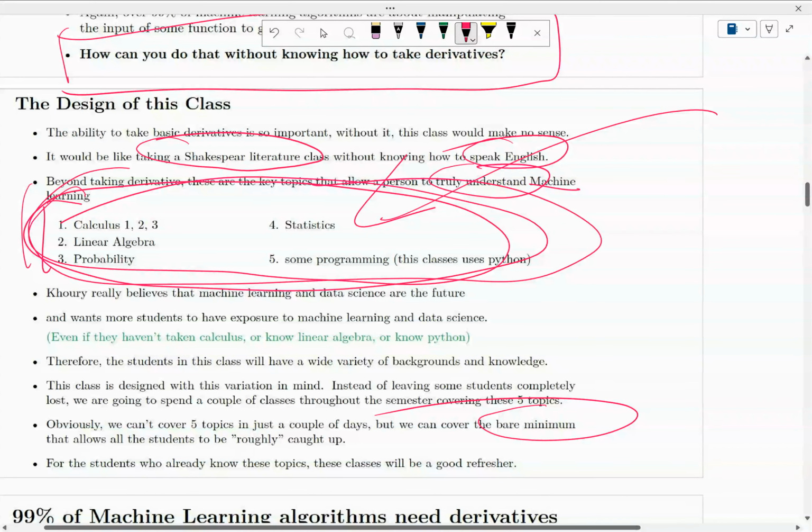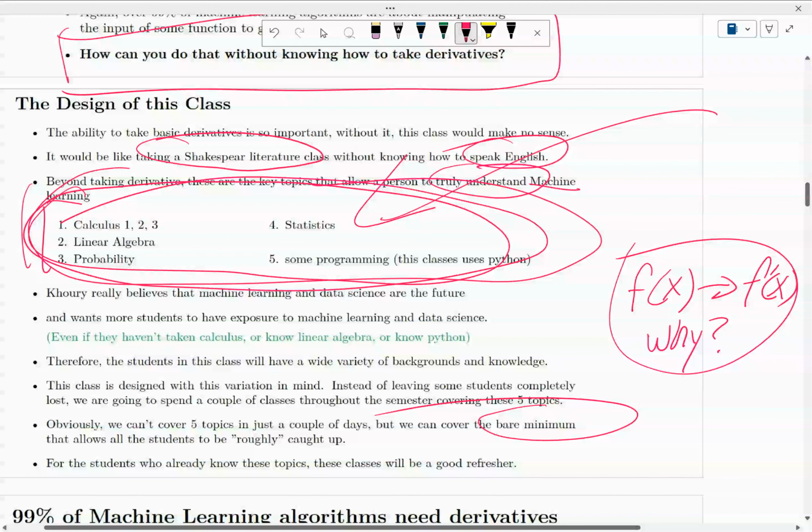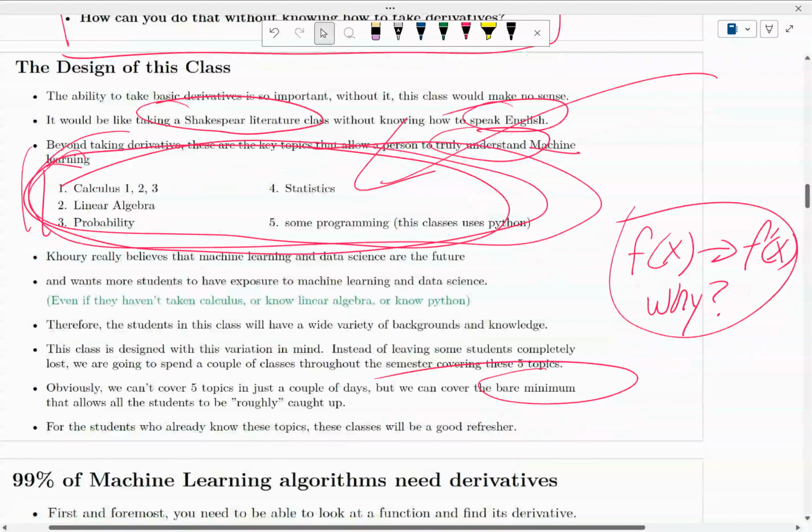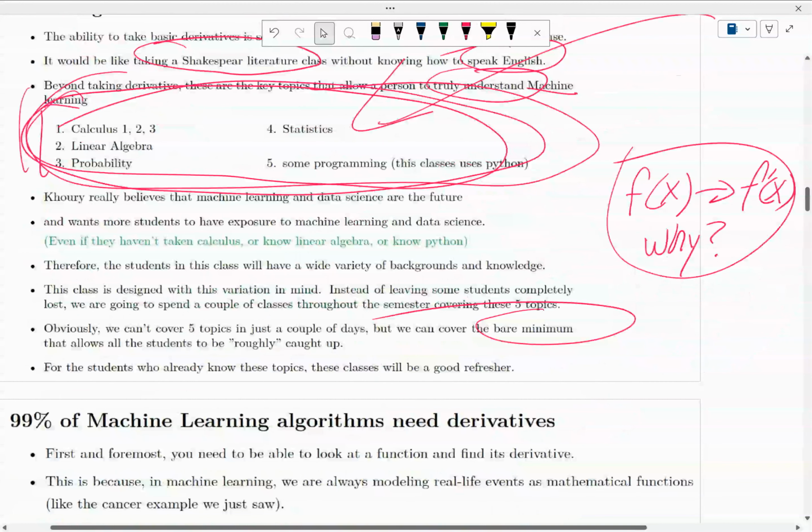So, with derivatives, for example, the main point I want you to take away is that you have a function, and somehow you can find the derivative of that function. What I want you to take away is why do we want to do that. Once you know how to do that, there's a bunch of rules that teach you how to do it, but you need to know why. For students that already know these topics, this will be a great refresher, because just because you know how to do some of these, it doesn't mean that you get the point.